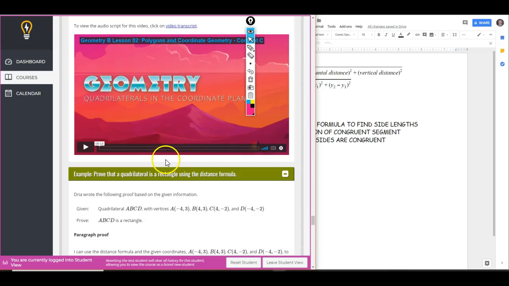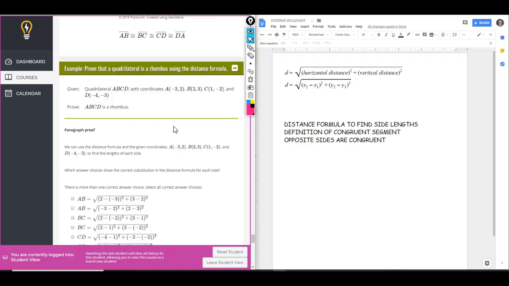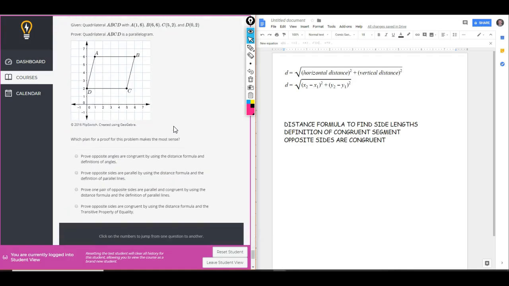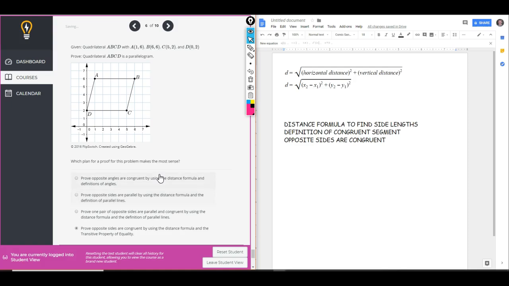So then I'm going to go back and see if the options that they give to us includes that. So it says prove opposite angles. Nope, they didn't talk about angles. They talked about opposite sides. So they used prove opposite sides are parallel by using the distance formula and definition of parallel lines. No, they didn't use definition of parallel lines. They used the congruent by using the distance formula and the transitive property of equality. Yes. They did use definition of congruent segments.